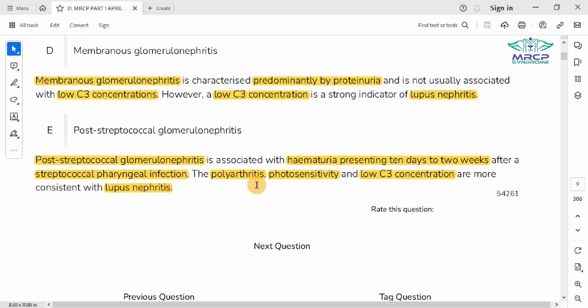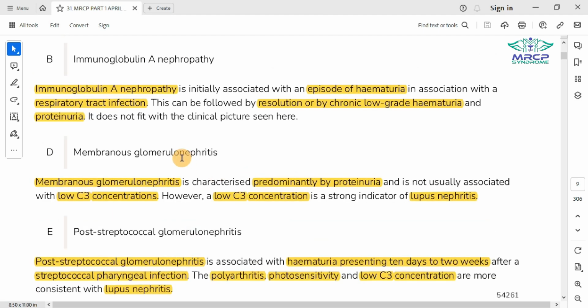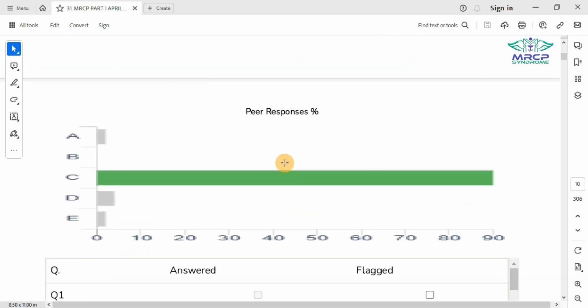And in case of post-infectious glomerulonephritis, the patient will come up with features of hematuria after 1 to 2 weeks. And in membranous glomerulonephritis, they will have a normal complement level, and the patient will have nephrotic range proteinuria.